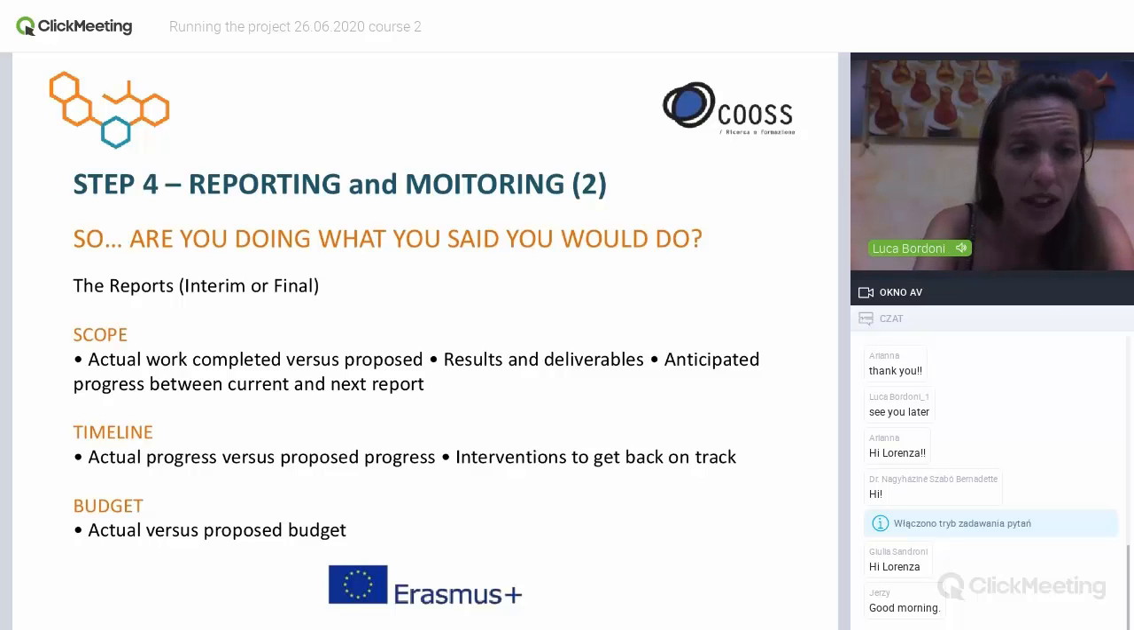What we have to check? We have to check if the scope of all activities is received. So if the actual work is completed according to plan, if all results and deliverables were achieved. If we can anticipate something about what we will implement in the next step. We have to check the timeline in our report. If actual progress of the project is correct, and if we need intervention in our timeline because of some issues. And we have to check and declare.